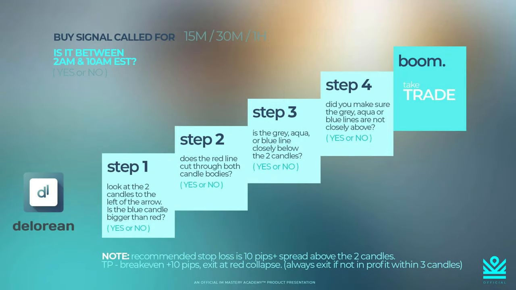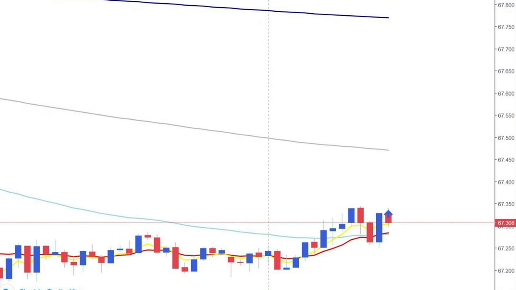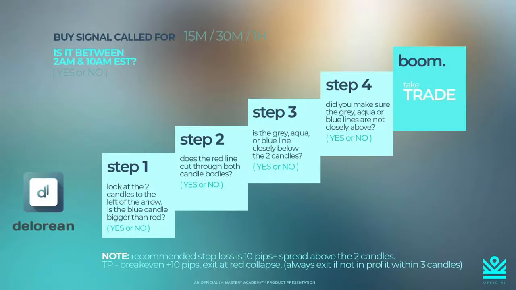So first things first, we need to read the steps like normal. Step one, two, three, and four. Step one, look at the two candles to the left of the arrow. Is the blue candle bigger than the red? Okay, so let's look at the two candles to the left of the arrow. Is the blue candle bigger than the red? Okay. Yes, it is. Blue's bigger than red. Move to step number two. Step number two says, does the red line cut through both candle bodies?